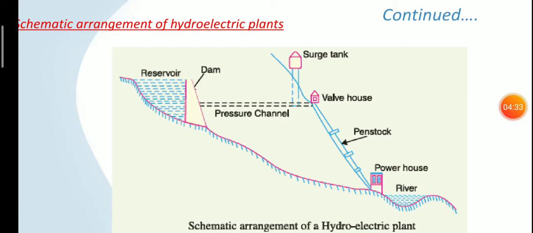Then there is the pressure channel, which will take the water from the dam to the valve. Usually the pressure channel will be through the mountain. And there is the penstock. Penstock is a closed conduit, or it can be open, but usually a closed conduit, which carries water to the turbines. They are usually made with reinforced concrete or steel.